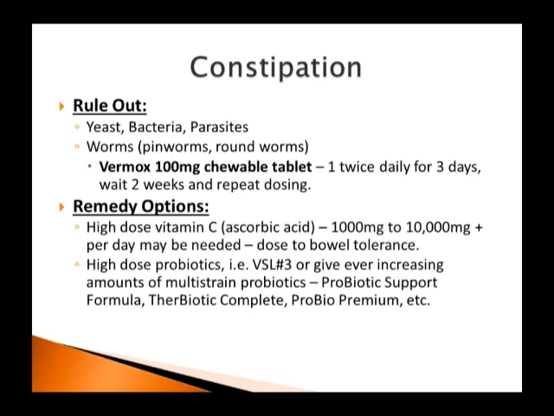A common treatment used for things like pinworms and roundworms is an antibiotic called Vermox. It comes in a 100 milligram chewable tablet. You take one tablet twice daily for about 3 days. I will usually repeat it in about 2 weeks. And in some cases, not all, but in some cases that's helped with some of the constipation problems.